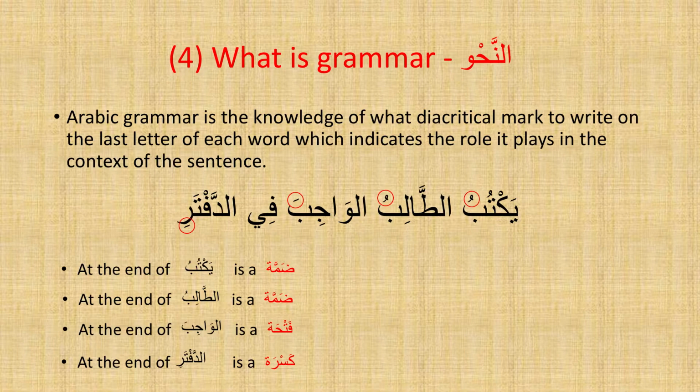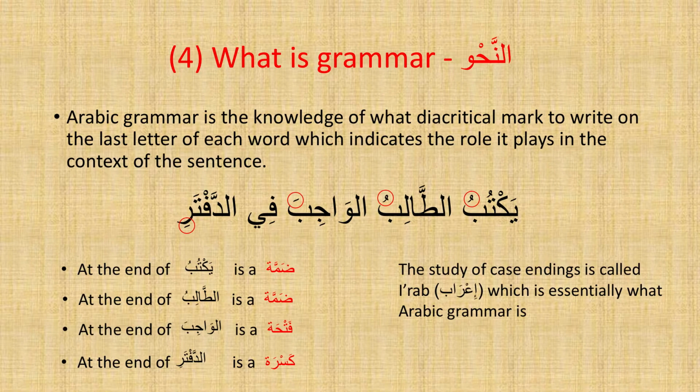Now there are no sukuns in this example, however we'll come across some examples in the future that have a sukun at the end of them. So al-i'rab is basically the study of these case endings. So this is the essence of what Arabic grammar is. So all of these different marks have a specific reason for being there. So the type of diacritical marks used at the end of the word relates to its function in the sentence.